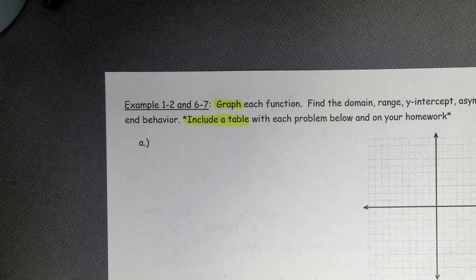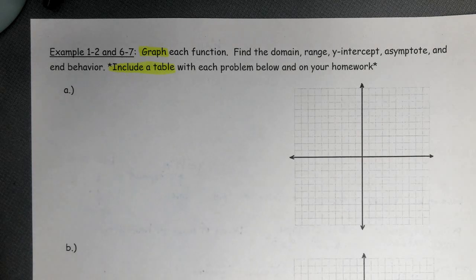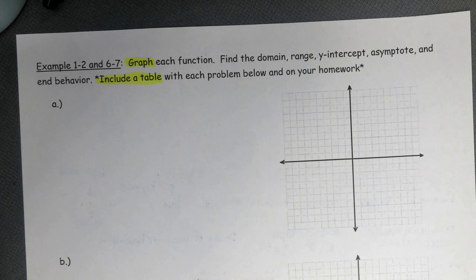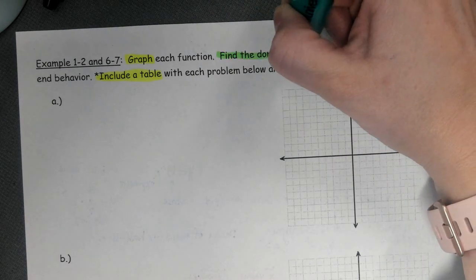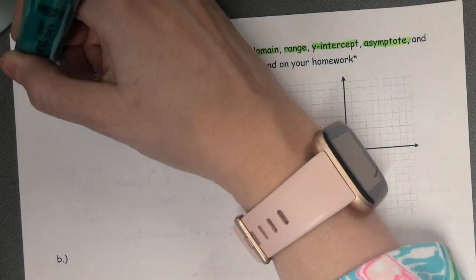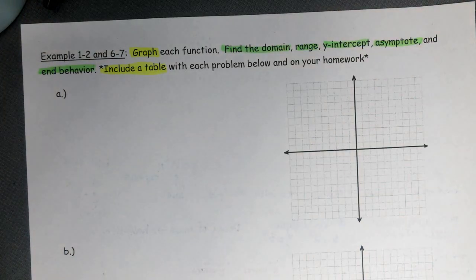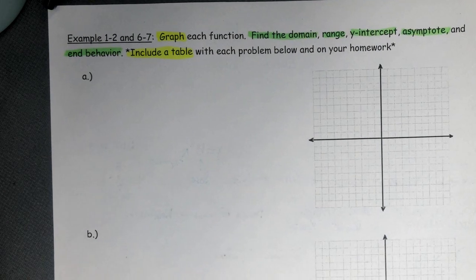Okay, other questions are going to ask you to graph and then find some key values. Okay, so you're going to have to be able to find the domain, range, y-intercept, asymptote, and end behavior. Okay, so you only have to identify those if the problem asks you to. Okay?